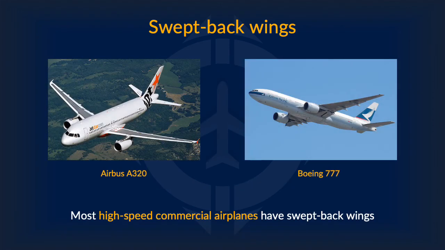Most high-speed commercial airplanes have this type of wing. If you've flown in an airplane before, there's a great chance that all of the commercial airplanes that you've flown in have used swept-back wings. This is because without swept-back wings, airplanes would have a low critical Mach number and max speed is greatly reduced. Next time you are able to fly and travel at 500 miles per hour, thank the engineers and designers of the swept-back wing.